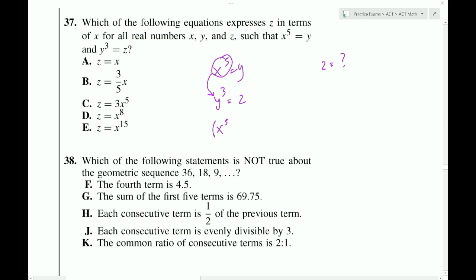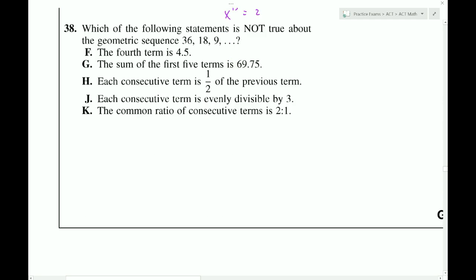So x to the 5th to the 3rd power equals z. Now we use our exponent rule 3 to multiply the exponents together. So we get z equals x to the 15th.